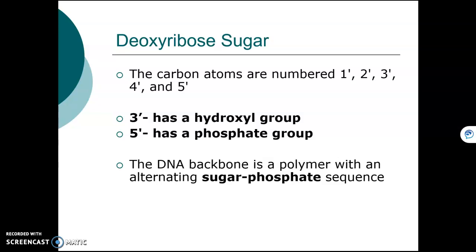The sides or backbone of your DNA is made out of alternating sugars and phosphates. So if you look along your ladder, the sides of the ladder are all sugar and phosphate, and in the middle where the rungs of your ladder would be are where your nitrogen bases are.